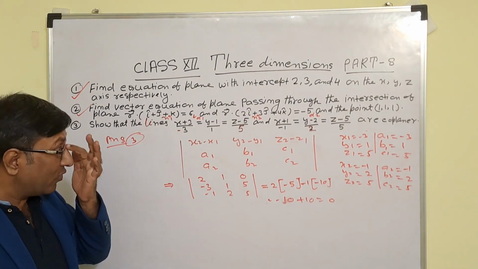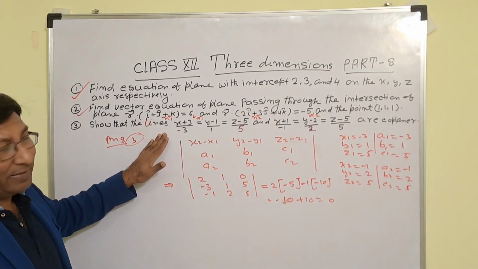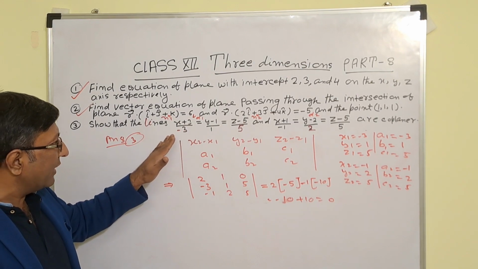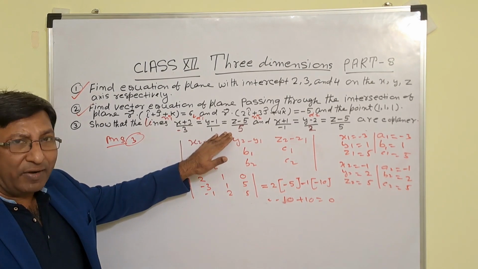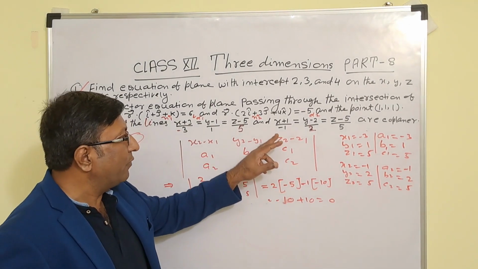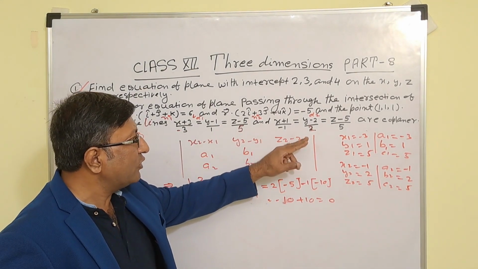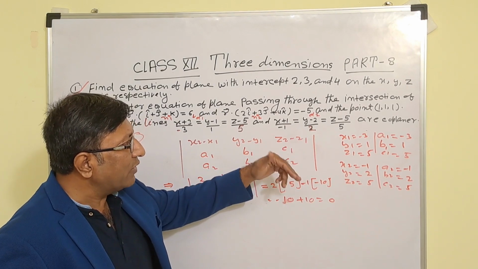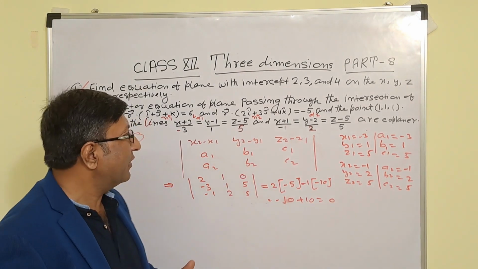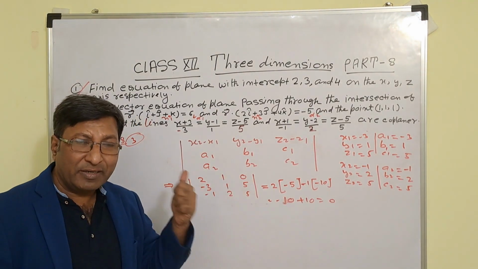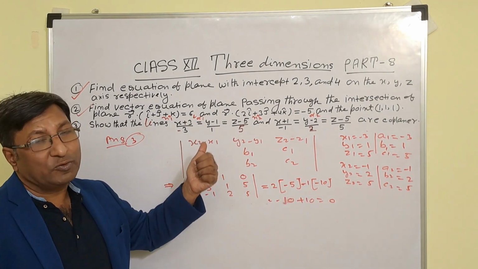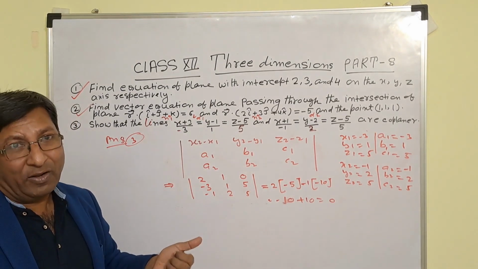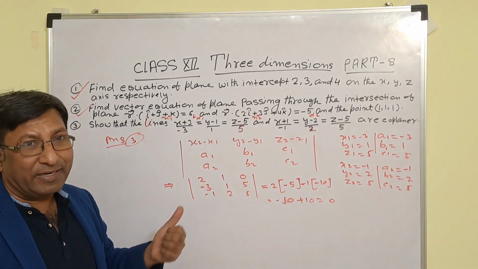So again listen to the question. Show that the lines x plus 3 upon minus 3, y minus 1 by 1, z minus 5 by 5 and x plus 1 upon minus 1, y minus 2 by 2, z minus 5 by 5 are coplanar. So this is the model question. Any question given for this type of equation of line where you have to show if these are coplanar or not, we can find very easily.